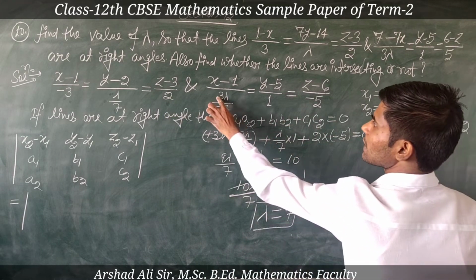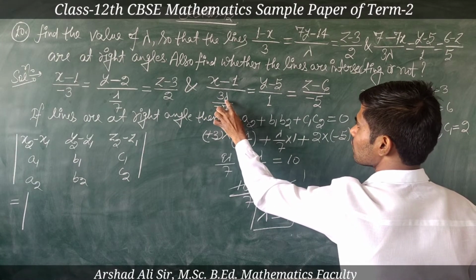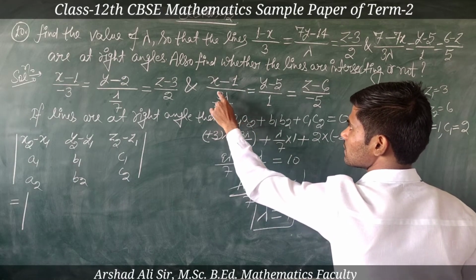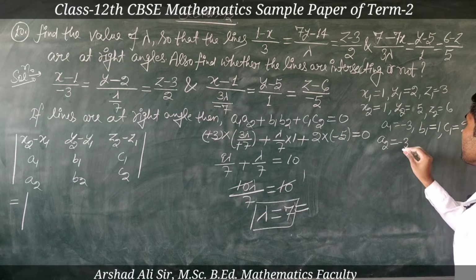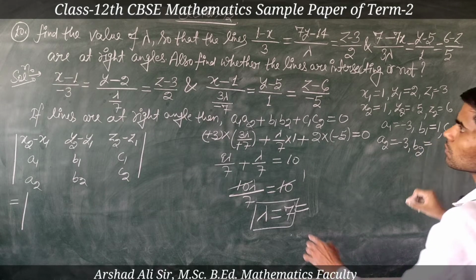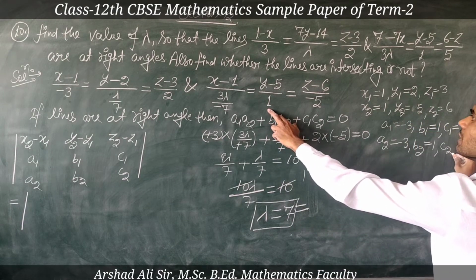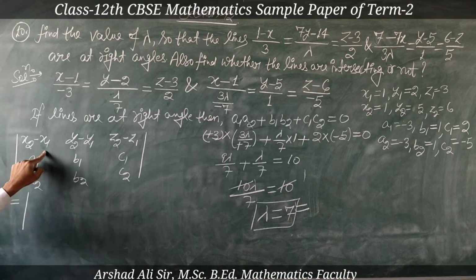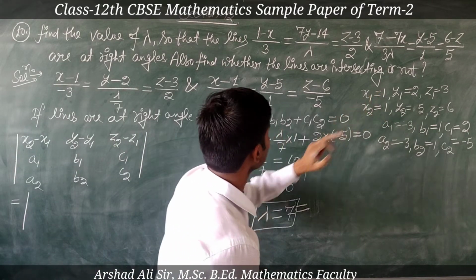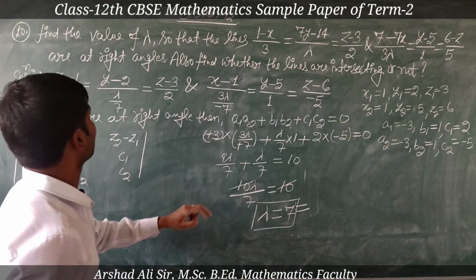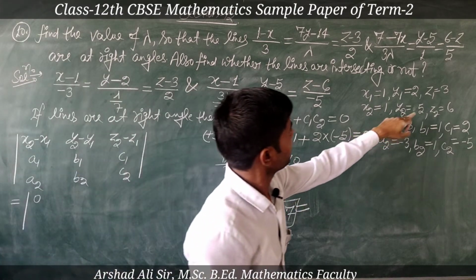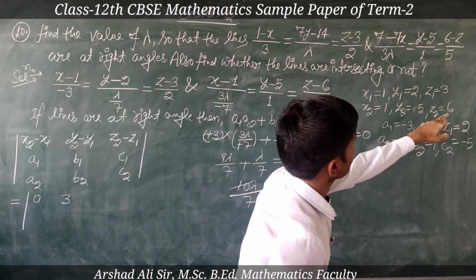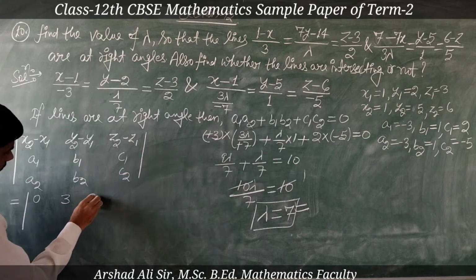a2 is equal to 3 lambda upon minus 7. We can put the value of lambda, 7 upon 7 will be 1 and minus 3. So a2 is minus 3. b2 is equal to 1 and c2 is equal to minus 5. Okay, now we can put the values. x2 minus x1, 1 minus 1, it will be 0. Now y2 minus y1, minus 5 minus 2... it will be 3. z2 minus z1, 6 minus 3, it will be 3.